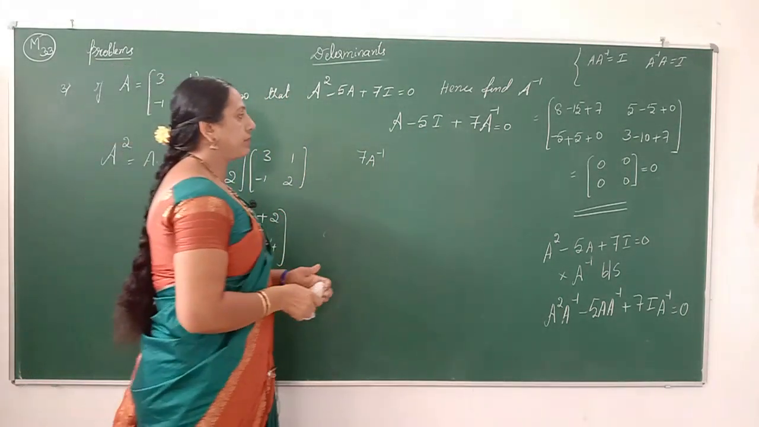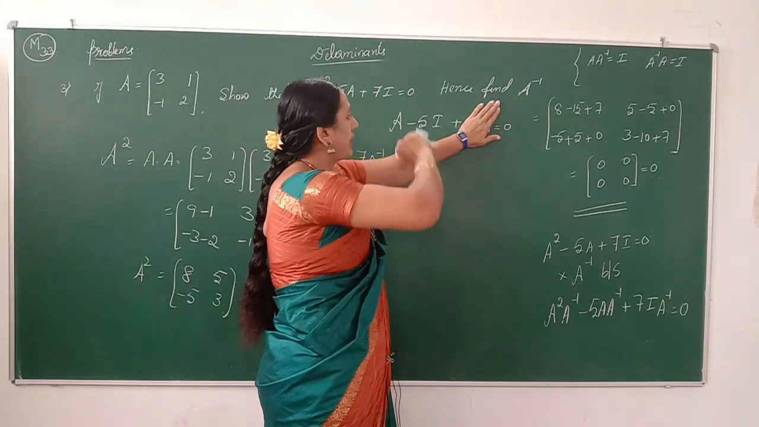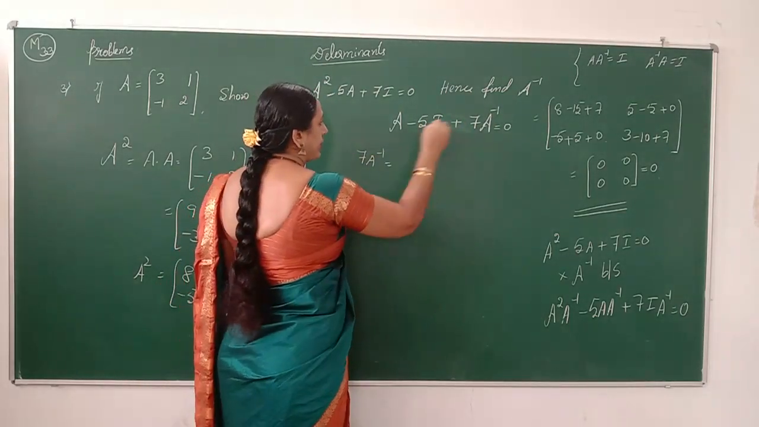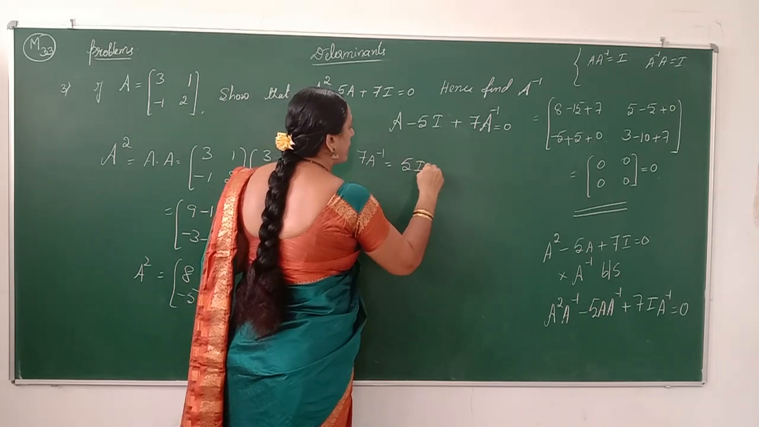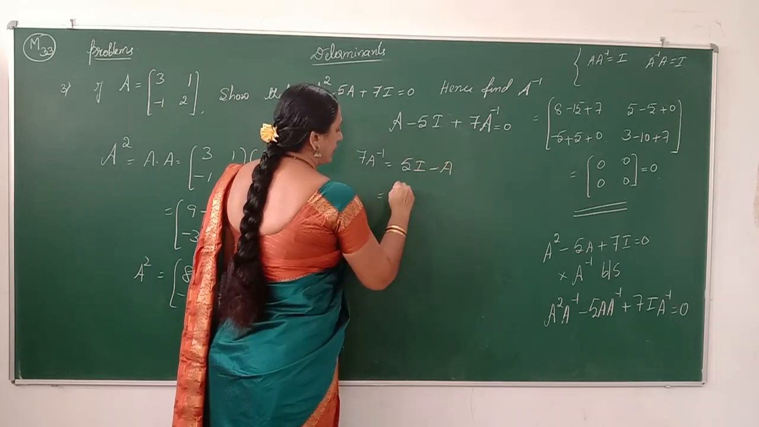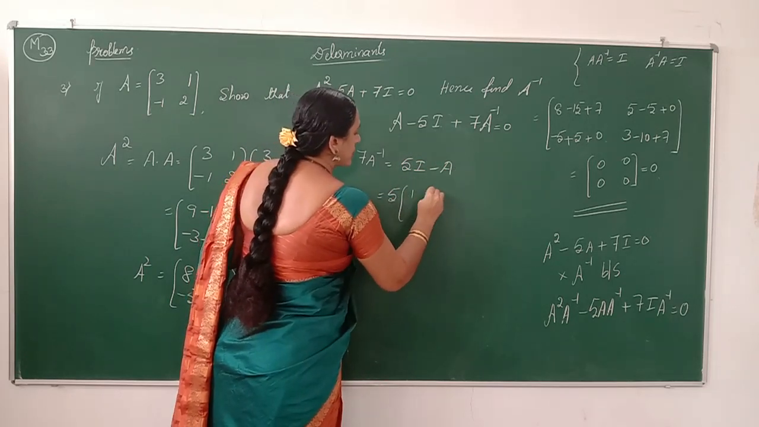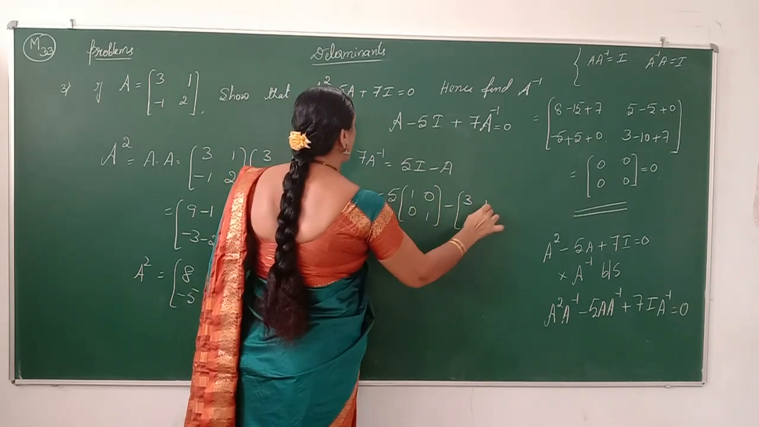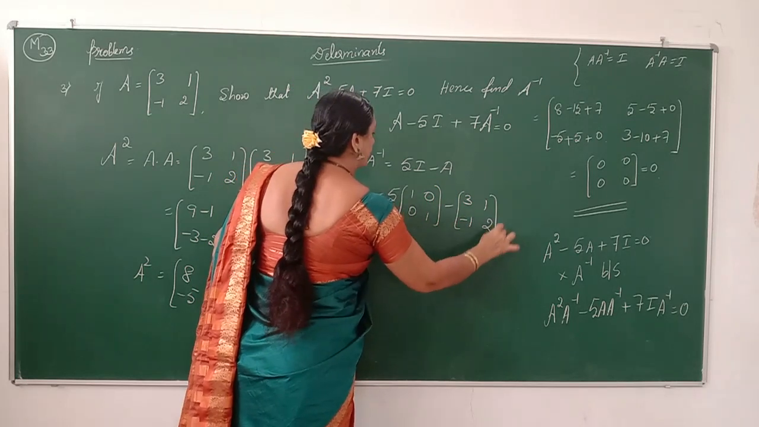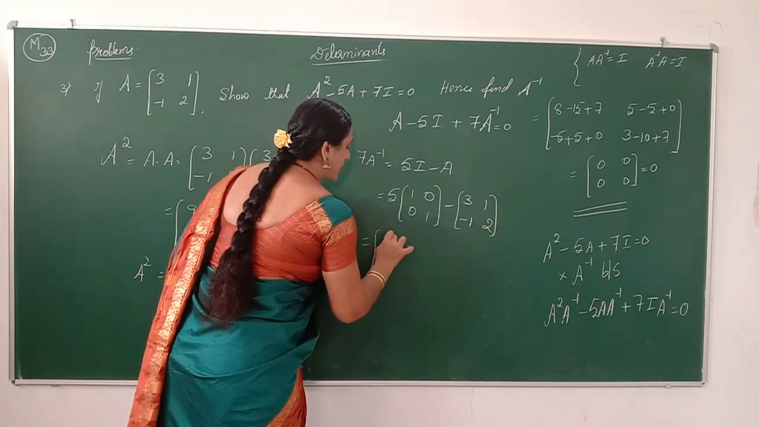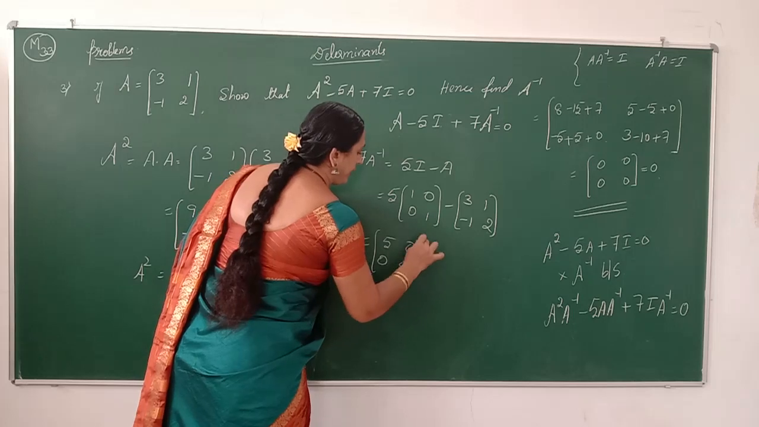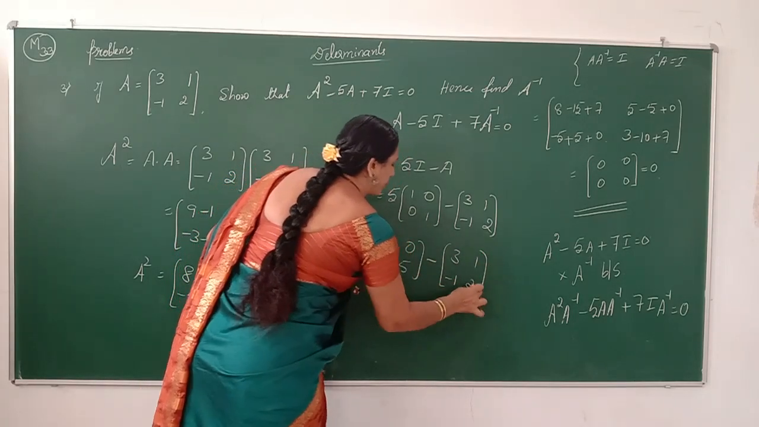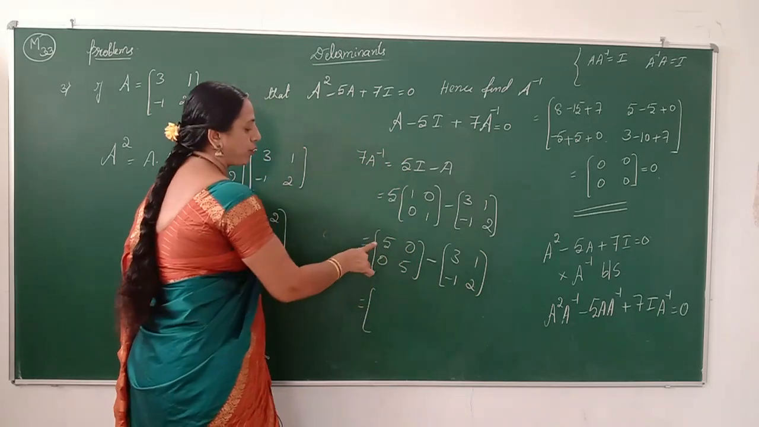7 A inverse can be taken on one side and the remaining 2 terms can be transposed to the other side. That is, 7 into A inverse is equal to 5I minus A. That is 5 into [1 0; 0 1] minus A, which is nothing but [3 1; -1 2]. So [5 0; 0 5] minus [3 1; -1 2]. So we get by subtracting the corresponding elements.